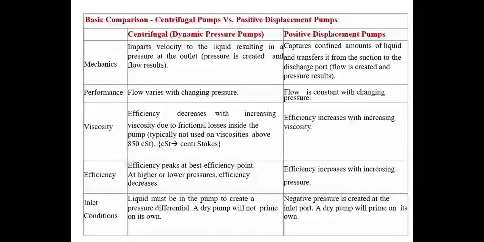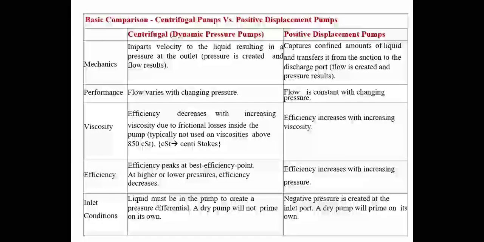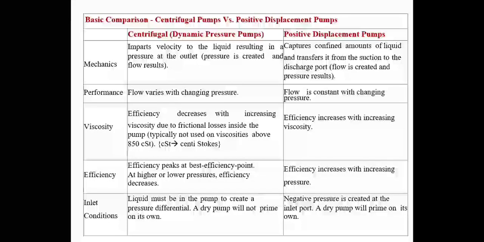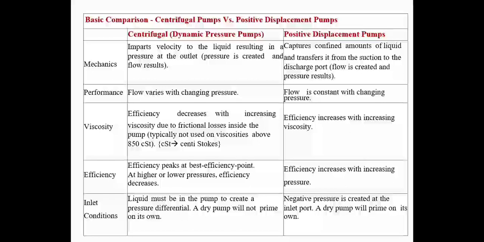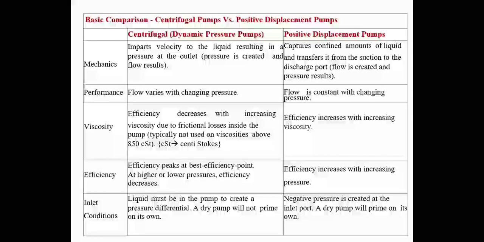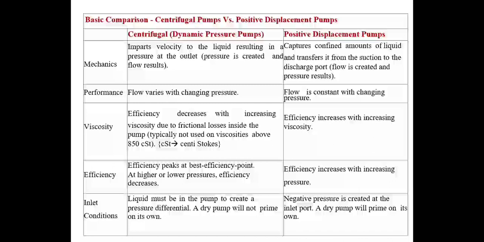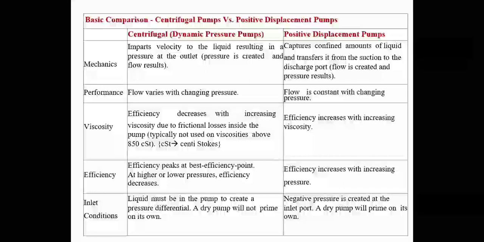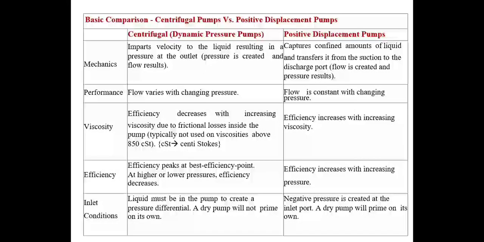And based on the inlet condition, the liquid must be in the pump to create a pressure differential. A dry pump will not prime on its own. That is, there should always be liquid in the pump. Otherwise, if the pump is dry, then priming is required in the case of a centrifugal pump. But in the case of a positive displacement pump, negative pressure is always created at the inlet point, so it will not need any mechanical priming. So these are the main differences between centrifugal and positive displacement pumps.